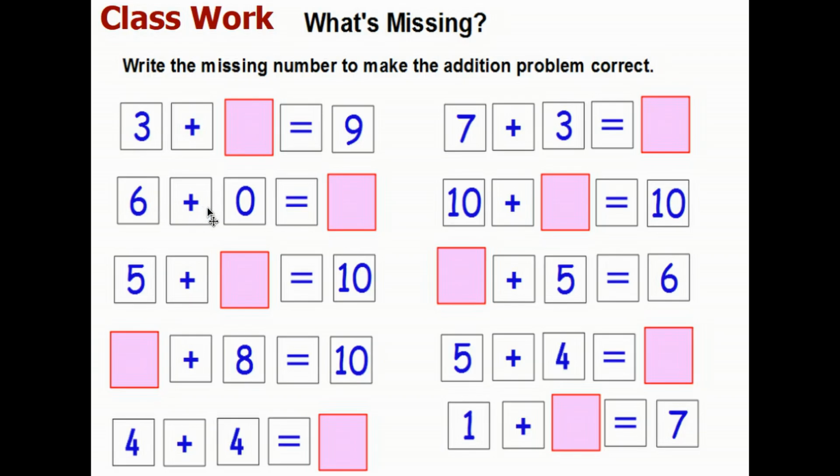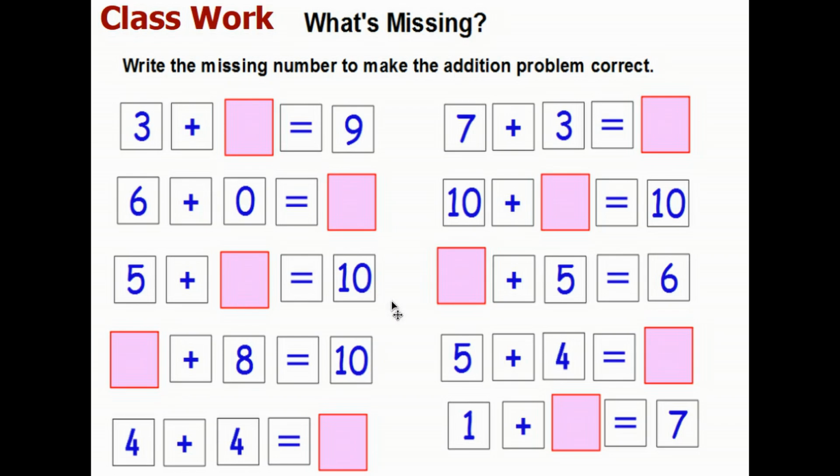And also here, 6 plus 0. What is missing? 5 plus dash equals 10. What number should be put here to get 10? By counting again. Hold 5 and count up to 10. So what is the number? What number should be put here to make it 10?